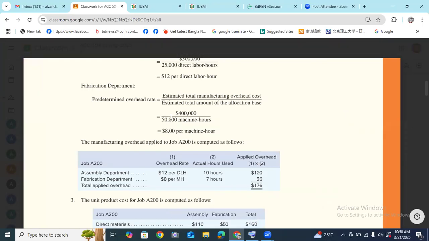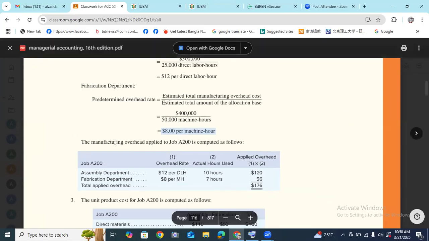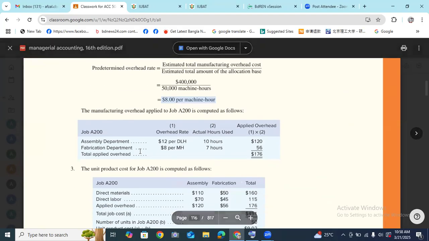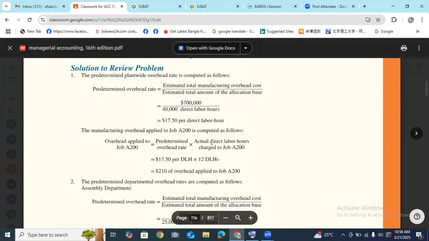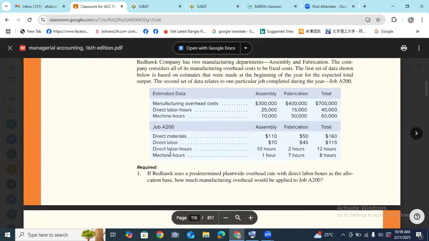Now 4 lakh divided by 50,000, rate is 8 per machine hour. Now we have to compute the manufacturing overhead cost for job A 200. Manufacturing overhead applied to the job is, for the assembling department, 12 per direct labor hour, actual hours used 10 hours. How do we get this number, 10 hours? The information is given. This is 10 direct labor hours for the assembling department.